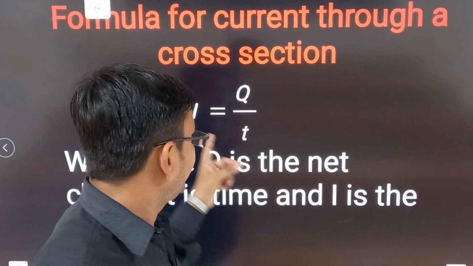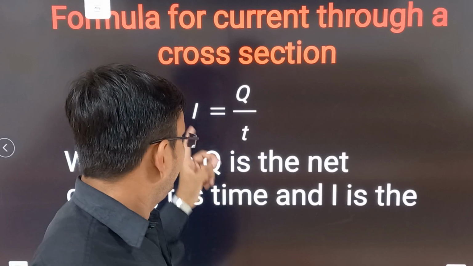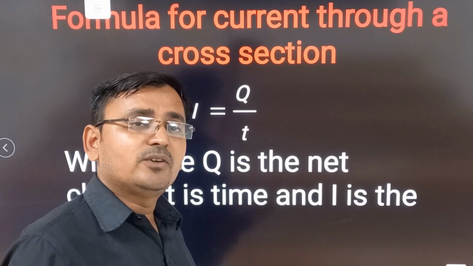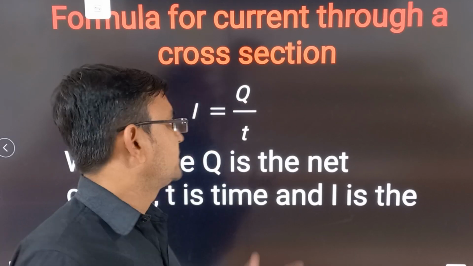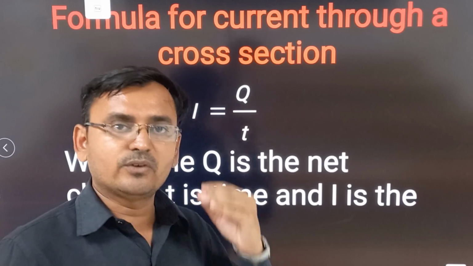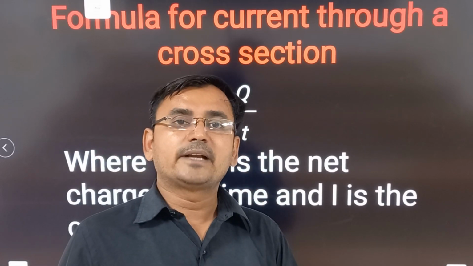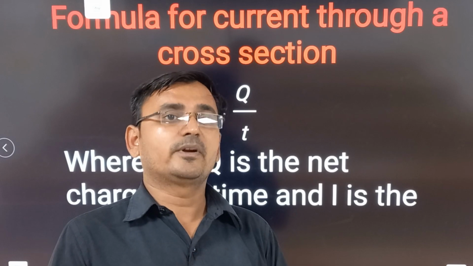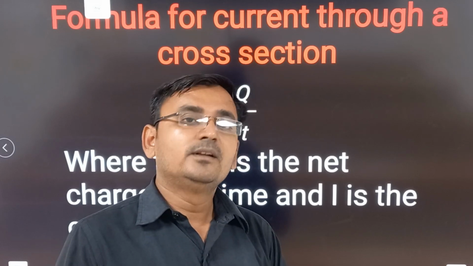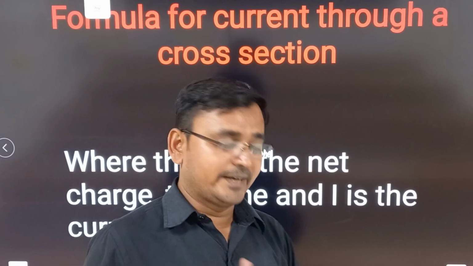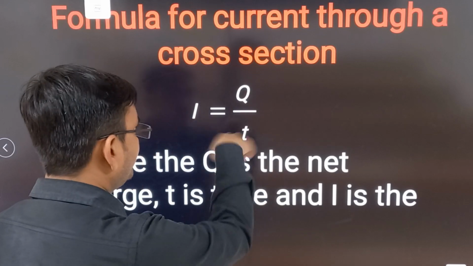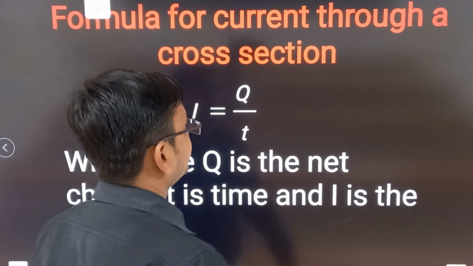SI unit of current is ampere. SI unit of Q is coulomb, where Q means charge. So SI unit of charge is coulomb, and SI unit of time is second, not minute, not hour. Second is the SI unit of time. So we have to use SI units for this.